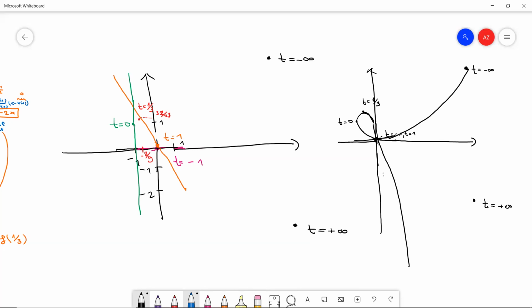So we can at least draw an approximate picture of our curve. If we would like a more proper picture, we would need to compute further local behavior. We would need to determine further local behavior of our curve in the specific points, but the approximate picture is the one I've just drawn.